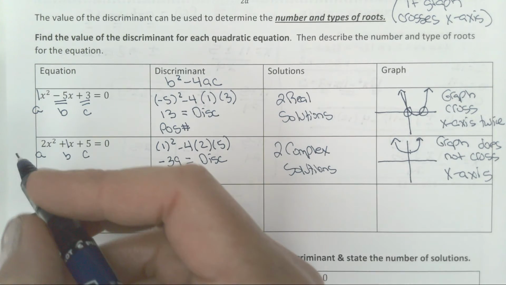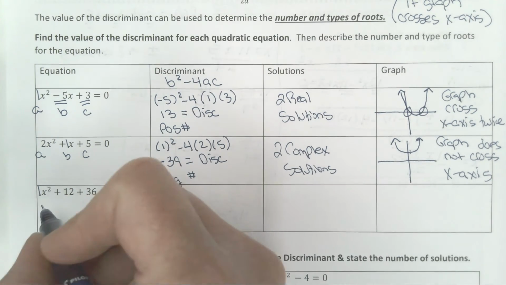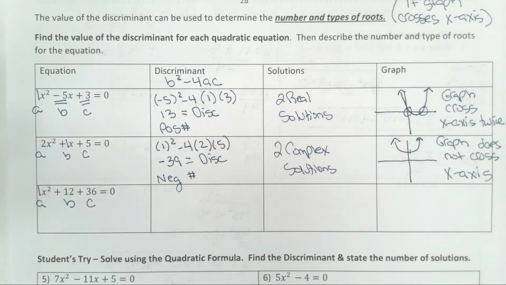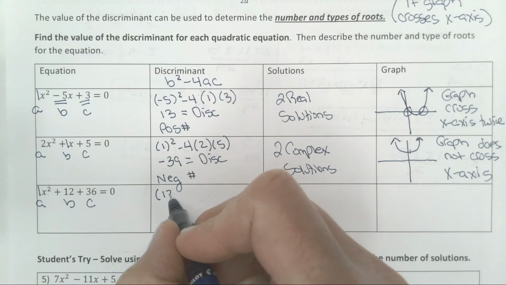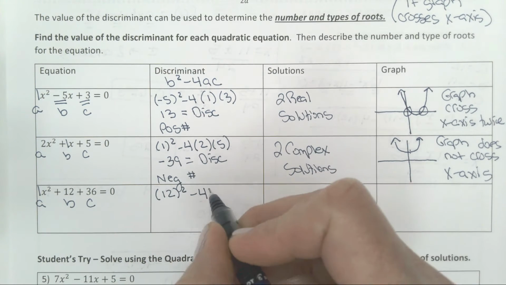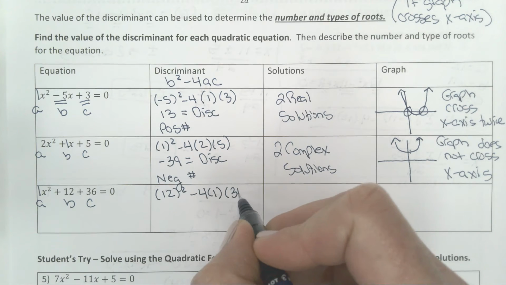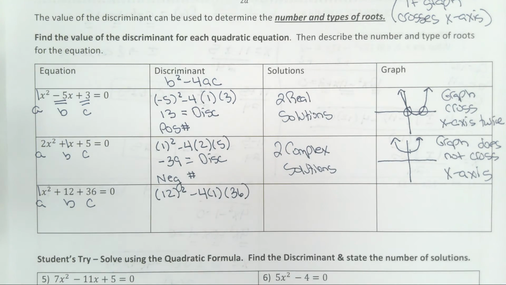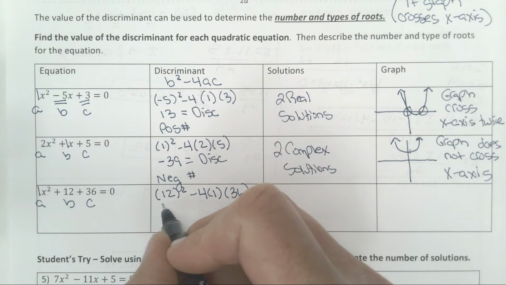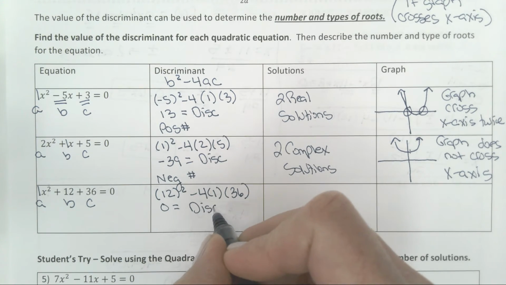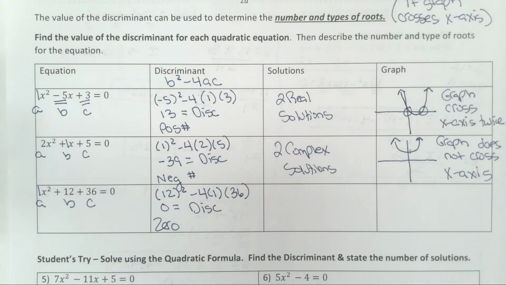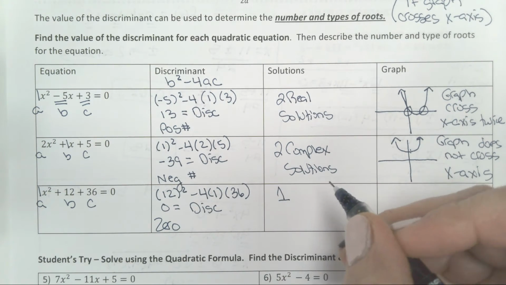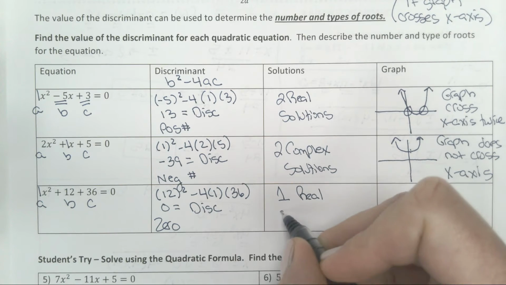Last one. There's an invisible 1 in front of x squared. A is 1, B is 12, and C is 36. So the discriminant is b squared, so I have 12 squared minus 4 times 1 times 36. Put that in your calculator and you get 0. So 0 is the discriminant, and that tells you something. It tells you you get one real solution.